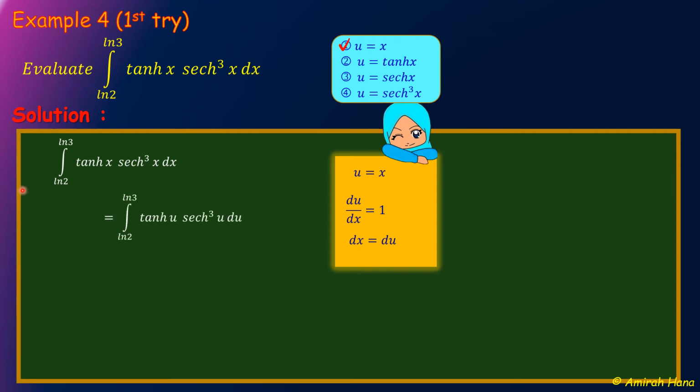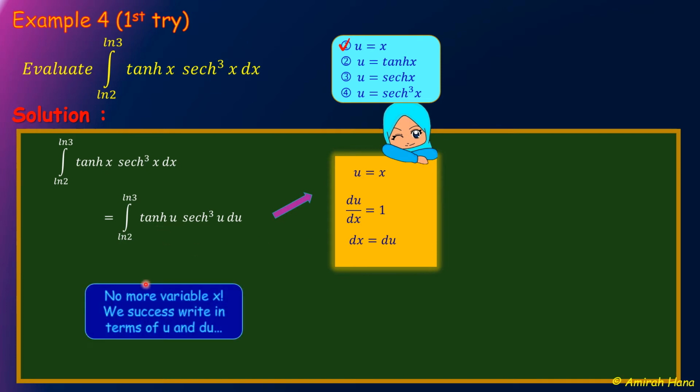And then when we substitute back into the given question, now we have the integration from ln 2 to ln 3 of tanh u, since we chose u equals x, and then sec cube u, and then du. So we substitute from here, and from here there is no more variable x. After we substitute, we succeed in writing everything in terms of u and du.